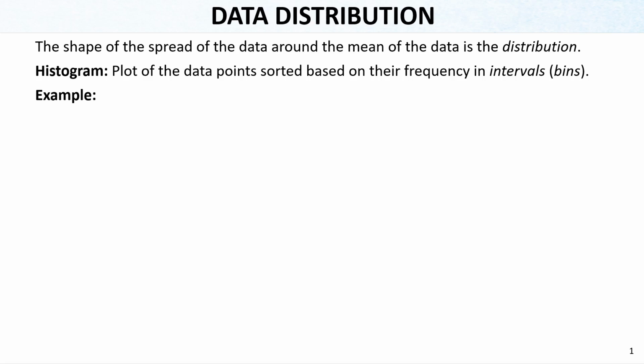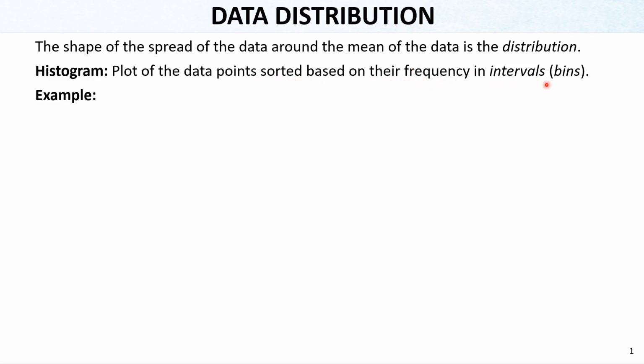Another statistical feature that we need to learn is the data distribution. Basically, the shape of the spread of the data around the mean is called the distribution. It is represented by histograms, which are the plot of the data points sorted based on their frequency in the intervals.